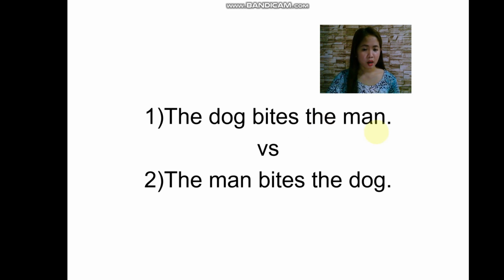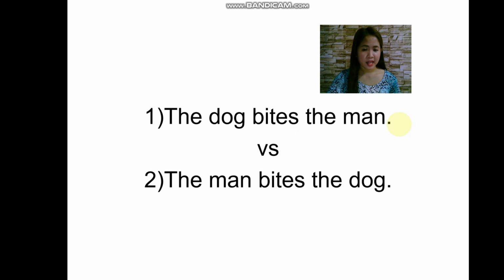If we're talking of the subject-verb agreement, we have here the singular subject, which is the dog, and we also have the singular verb bites, or the S or ES form of the verb. Since this sentence has the correct word order, this sentence is considered syntactically correct.